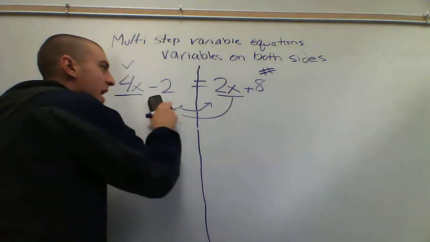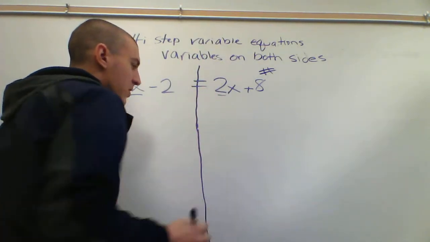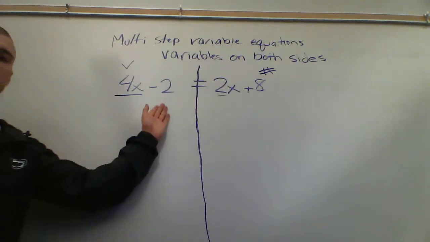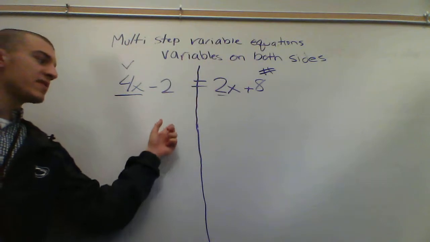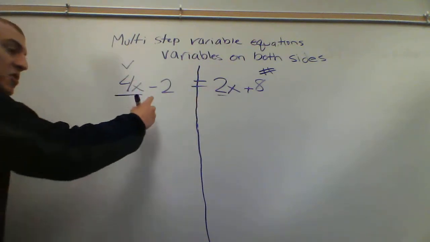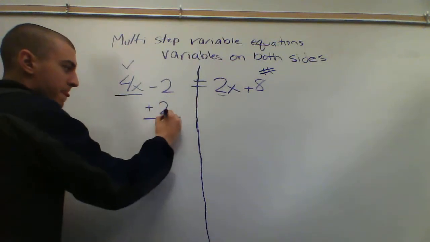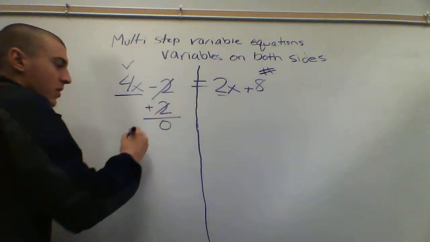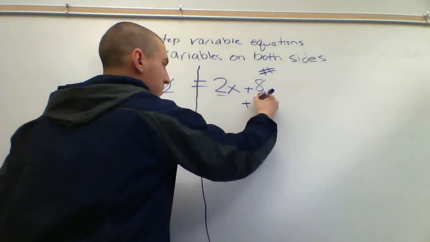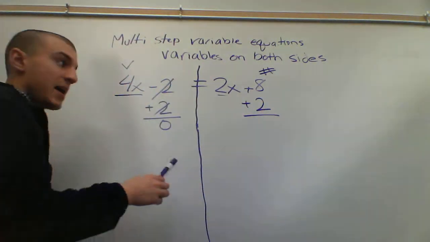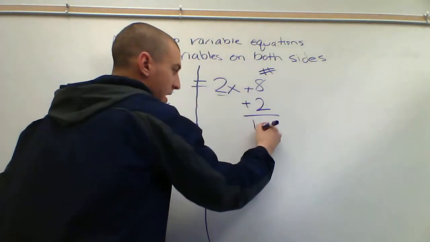So now the question is, how do you move things? And we've been doing it all along. The way to move something is you make it 0 on one side and then stick it on the other. So we're moving this negative 2. We're going to make it 0 on this side. So negative 2 plus 2 equals 0. Whatever you do on one side of the equation, you have to do on the other, plus 2. And you'll notice, guys, I'm adding the 2 to the 8 because they are like terms. 8 plus 2 is 10.